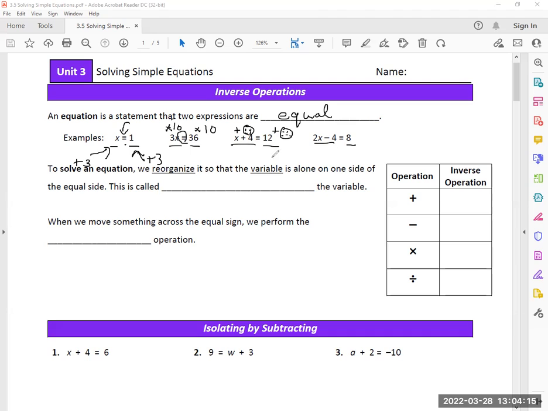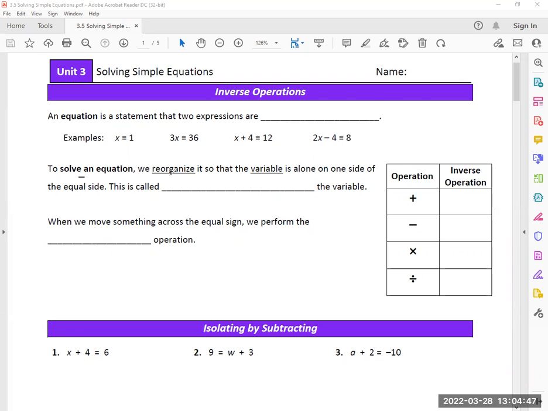I hope so. And here's where the mathematics comes in. If you want to solve an equation, in other words, if you want to figure out what the unknown variable is, we reorganize it so that the variable is alone. You remember me saying that, I hope. I've said it a lot of times throughout the entire unit, but here's the official lesson on it.